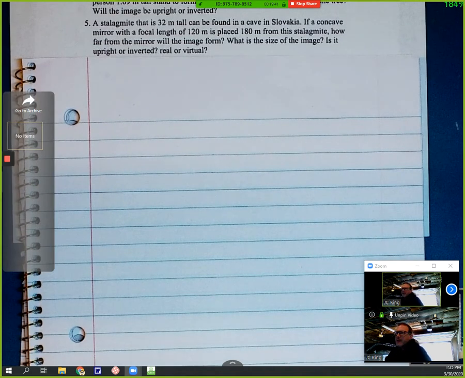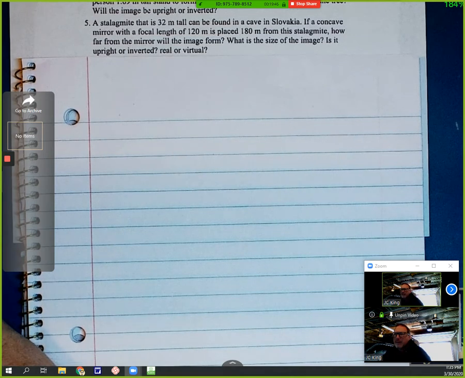Number 5, we've got a stalagmite. It's 32 meters tall. By the way, do y'all remember how to tell the difference between a stalagmite and a stalactite?